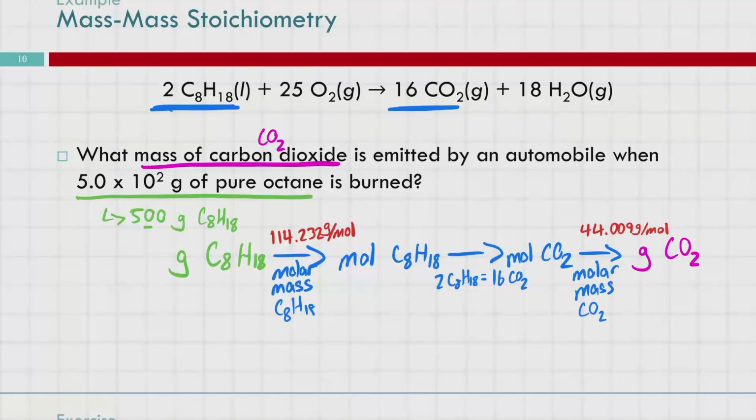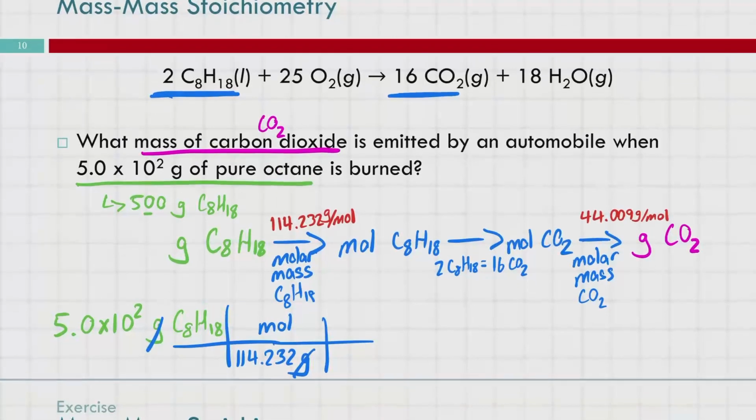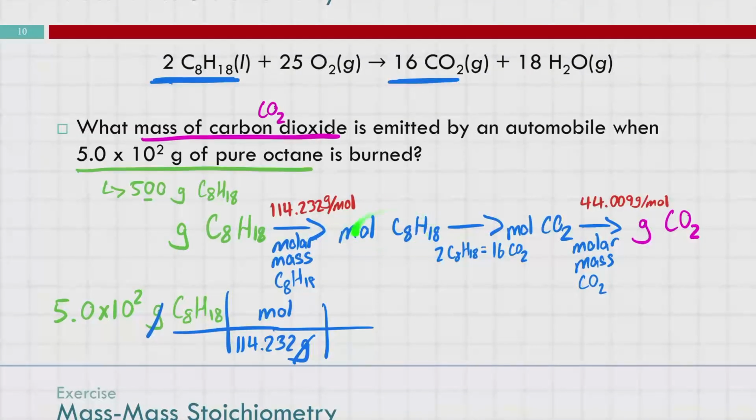Okay, so to start the problem off, we are starting with 5.0 times 10 to the 2 grams C8H18. We have grams. We want to get rid of grams to get moles. So we have to divide by our molar mass. Dividing by our molar mass puts the 114.232 grams on the bottom, and the moles flips up to the top. So our grams cancel. If we stopped here, our units would be moles C8H18, which is where we want to be based on our solution map.